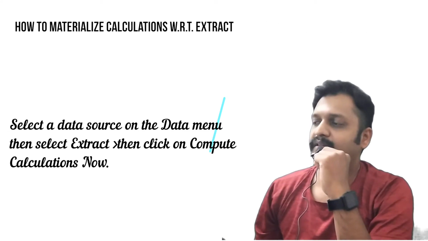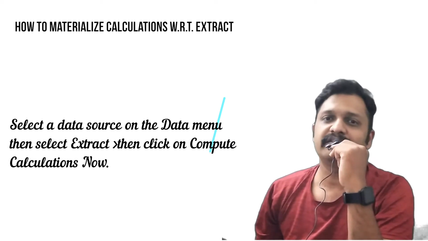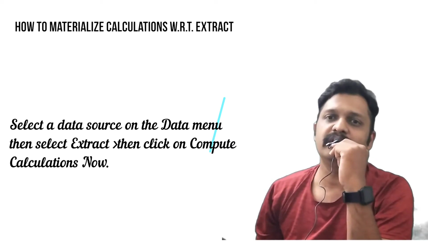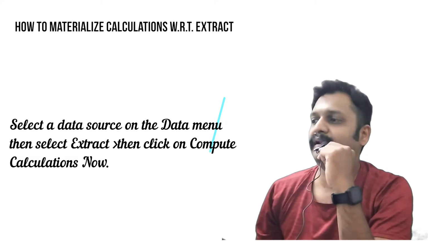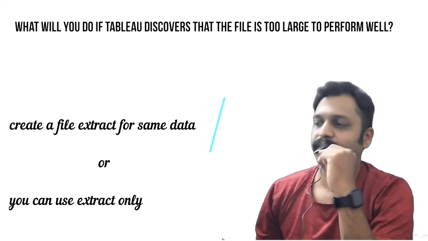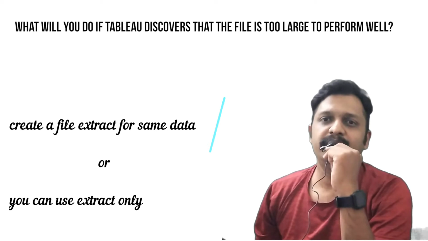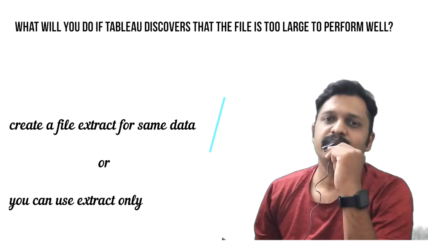Next question. How do you materialize calculations with respect to an extract? Select the data source on the Data menu, then select Extract, then click on Compute Calculations Now. In this way you can materialize calculations. Next question. What will you do if Tableau discovers that the file is too large to perform well? There is a very simple solution. If the file is too big to perform well, then you can create a file extract for some data, or you can use extract only.